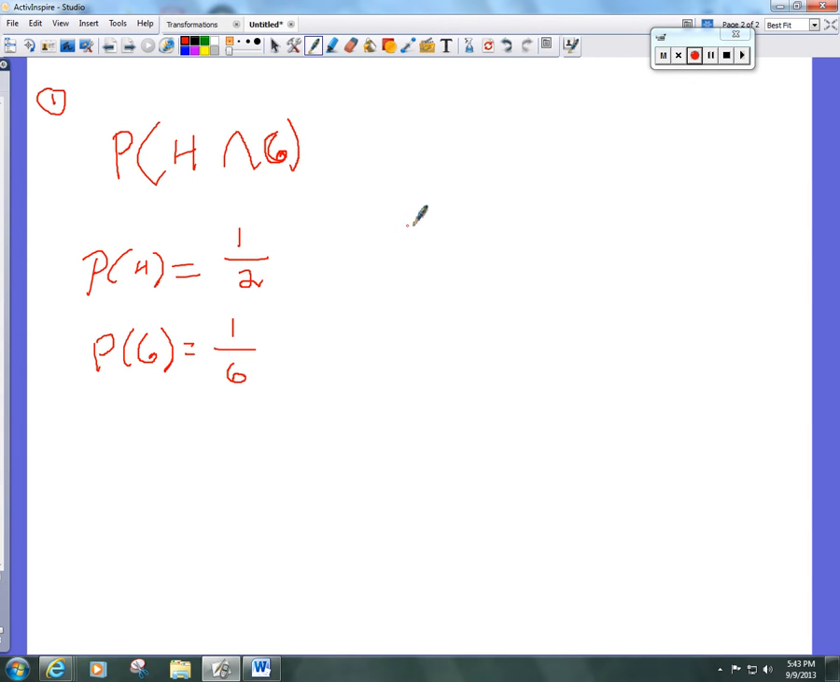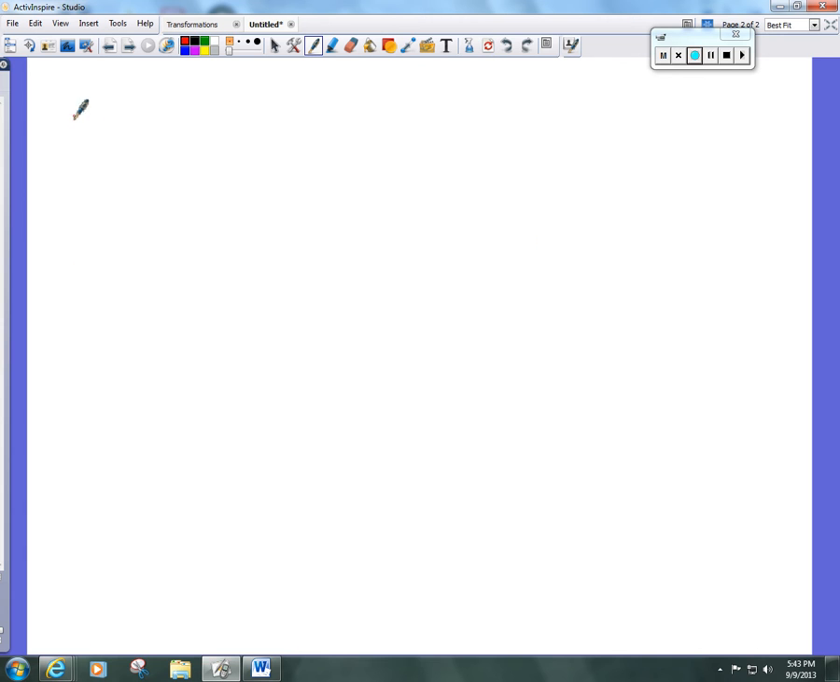I want to figure out the probability that I get a heads and a 6. It's just a simple multiplication rule. So I have 1/2 times 1/6. And I end up getting, yes, you guessed it, 1 times 1 is 1, and 2 times 6 is 12. So the probability that I get a heads and a 6 would be 1 out of 12. Okay, I'll clear this page. Let's look at number 2.